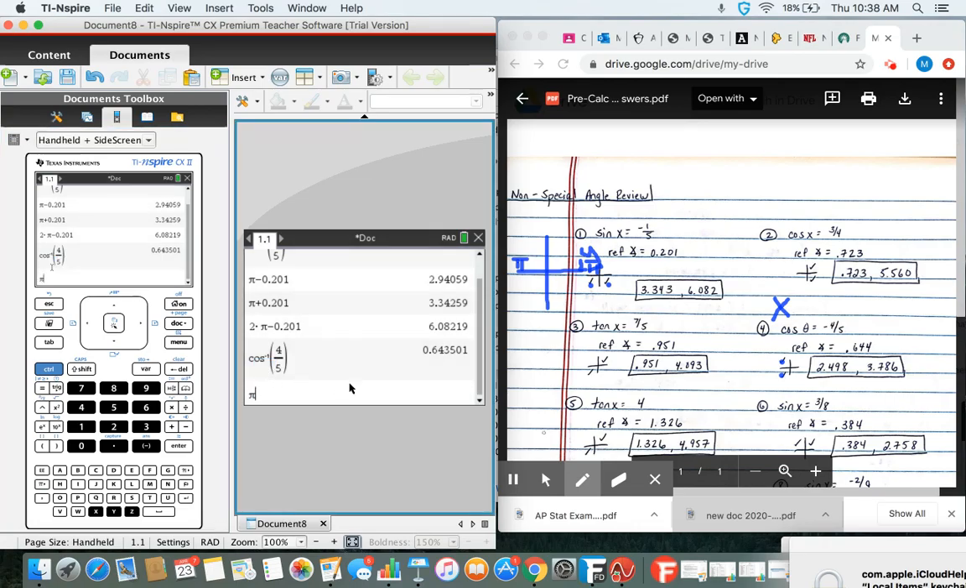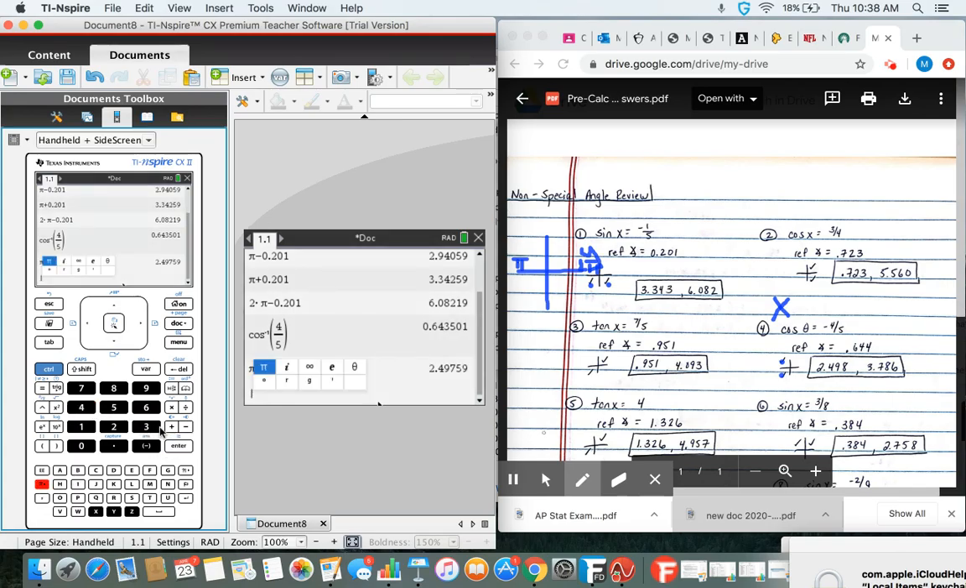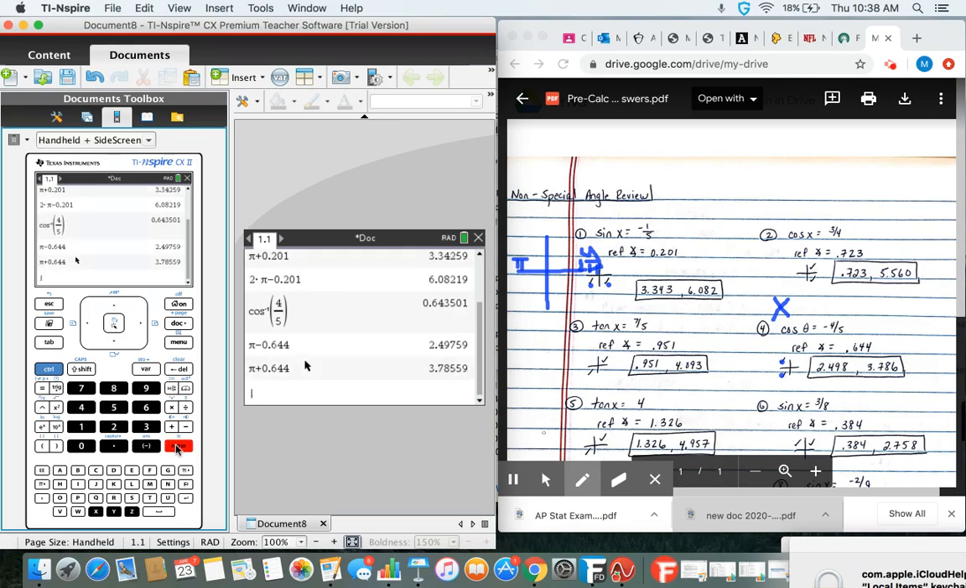So in quadrant 2, it's pi minus my reference angle, which is 0.644, and in quadrant 3 it's pi plus our reference angle. Just make sure you're taking your time, not entering the wrong things or subtracting when you should be adding, like I did in the last problem. So our answers here should be 2.498 as well as 3.786.